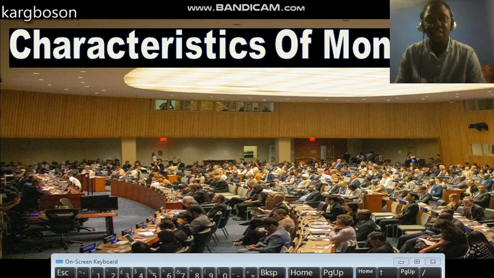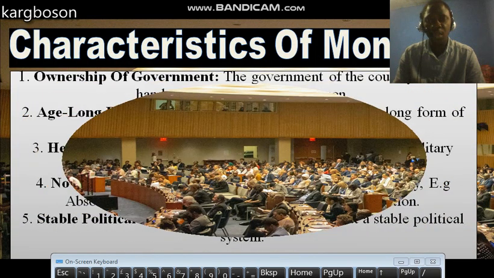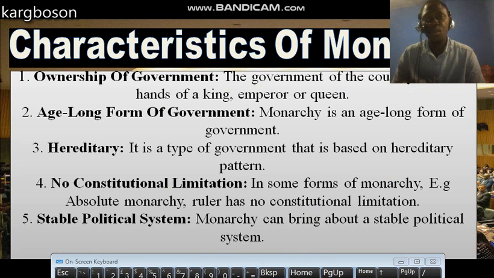So let's look at characteristics of monarchy. One, ownership of government. The government of the country is in the hands of a king, emperor or queen. Then also, monarchy is an age-long form of government. It has been in existence for centuries.